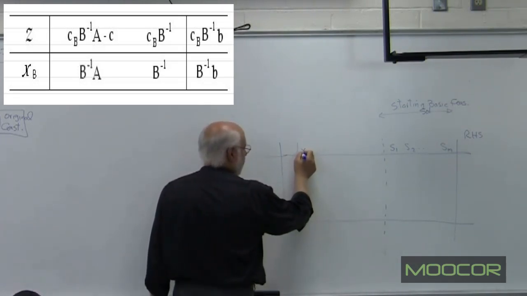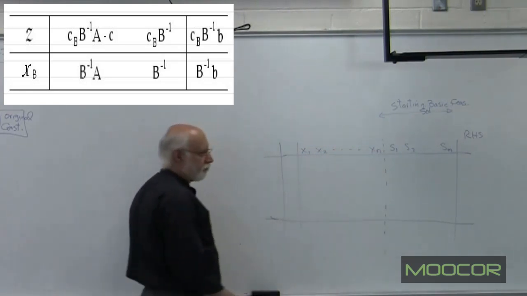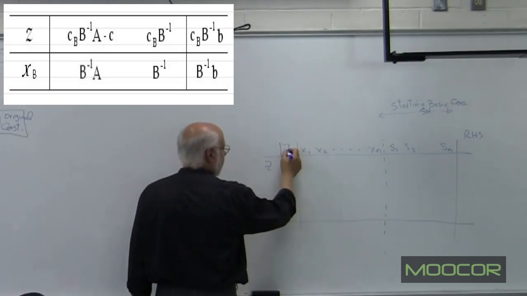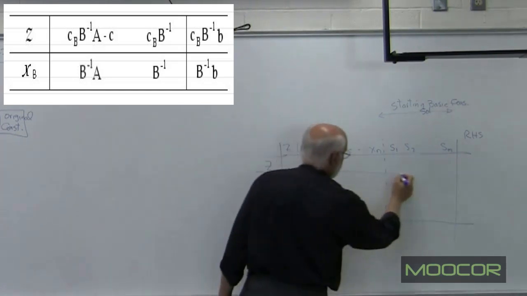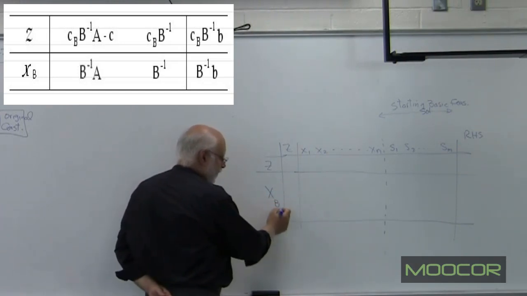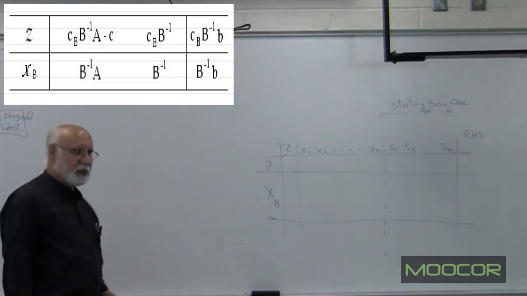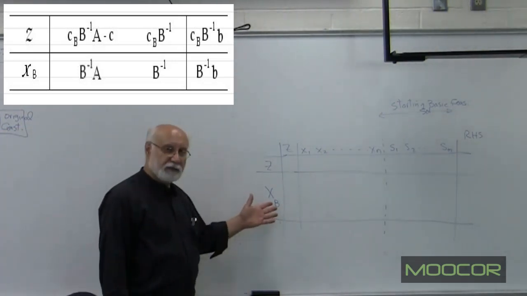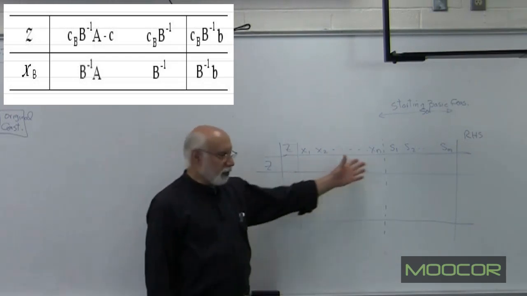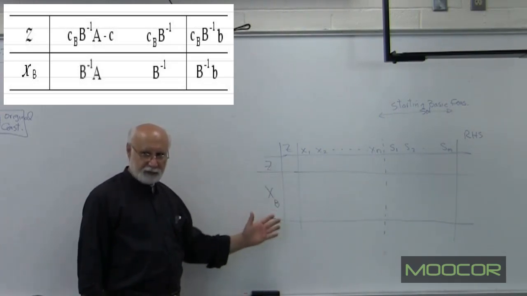In here, I'm going to put X1, X2, to Xn. For the Z, and in here, I'm going to put XB. XB is the set of basic variables. So in here, initially it is what? S1, S2, S3, S4, S5, whatever it is that I have.